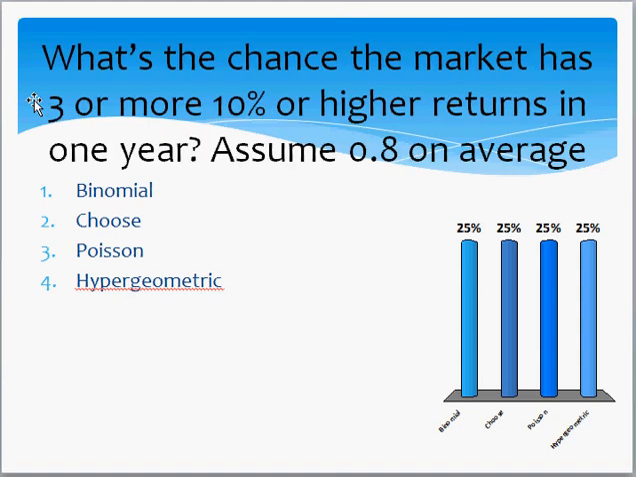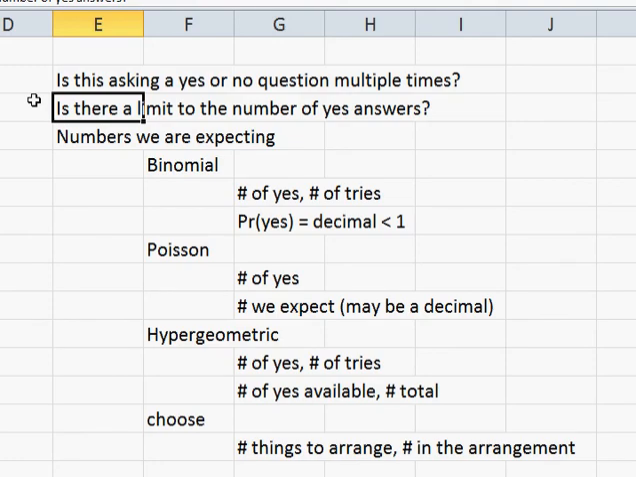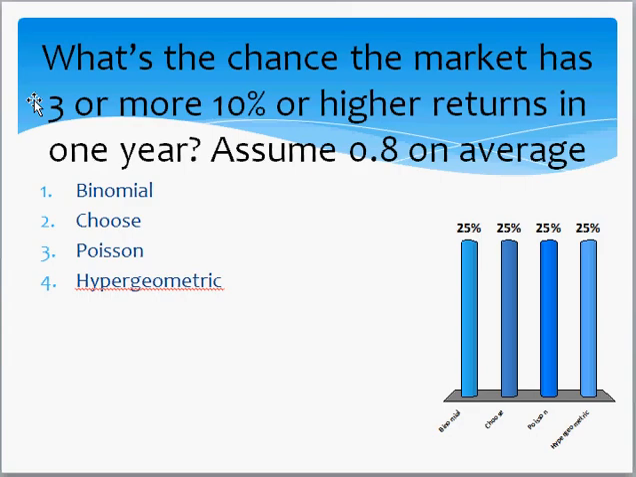What's the chance the market has 3 or more 10% or higher returns in 1 year? That's from 0.8 on average. This is an event in time and space. How many 10% or higher returns in 1 year can we have? Well, there's no limit to that. You could have 20, 80, even though it's not likely you'll have more than 1 or 2 according to this model. And so that means since there's no limit, this must be a Poisson. And that fits because we have 2 numbers. We have 3 or more, which tells us what we're looking for in terms of number of events, and we have a decimal 0.8.